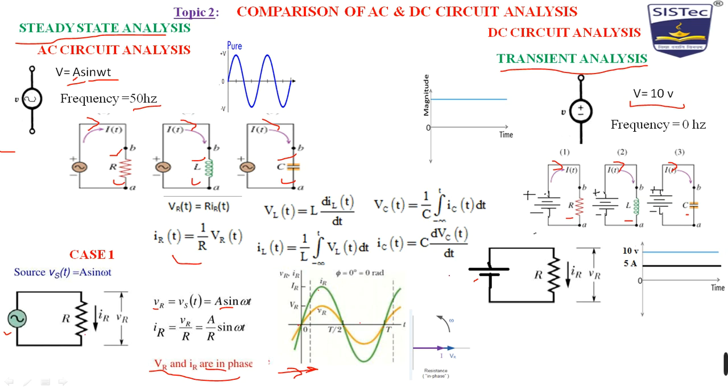Suppose this voltage source is a 10 volt source I have taken, and resistance is 2 ohms. Then the current flowing will be, from Ohm's law, V by R, that is 5 amperes. So the 10 volt source is direct, you can see the straight line. Then the current will also have the same waveform, 5 ampere.